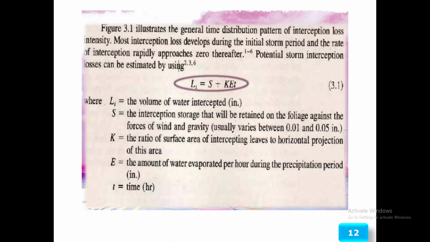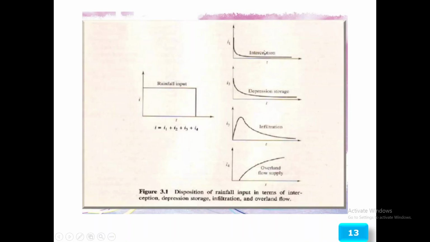These illustrate the general time distribution pattern of interception loss intensity. Most interception loss develops during the initial storm period, and the rate of interception rapidly approaches zero. Therefore, potential storm interception losses can be estimated by using Li = S + K E T, where Li is the volume of water intercepted in inches. S is the interception storage that will be retained on the foliage against the force of wind and gravity, usually varying between 0.01 and 0.05 inch. K is the ratio of surface area of intercepting leaves to horizontal projection of this area. E is the amount of water evaporated per hour during the precipitation period, and T is the time in hours.